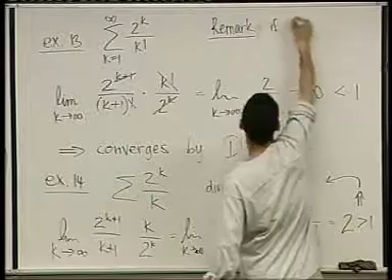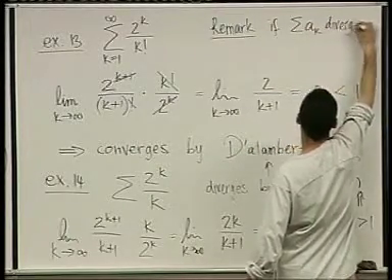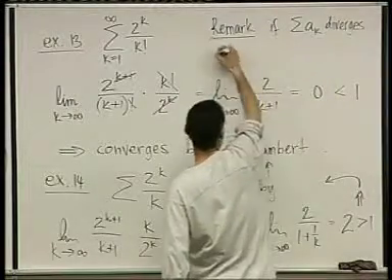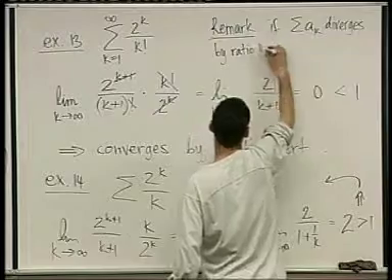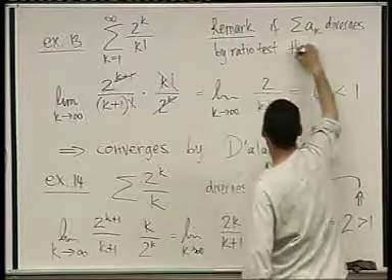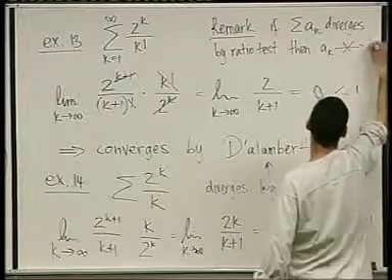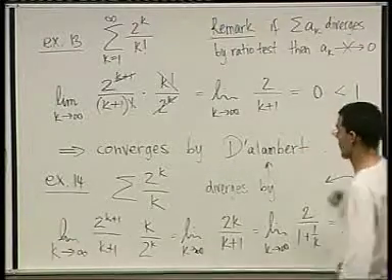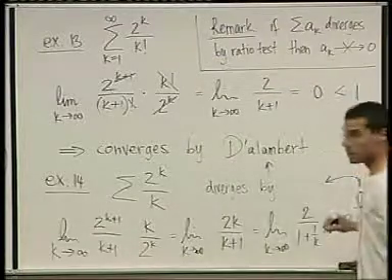If sigma a_k diverges, not in general, but if it diverges by the ratio test, then a_k does not go to 0. Okay, we're going to use this fact later. That's why I'm mentioning it.